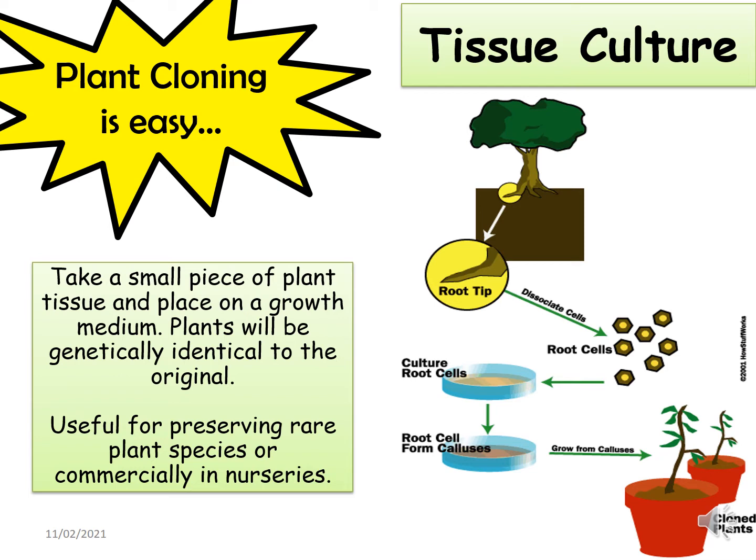If asked in an exam, how do we do this process? You take a small piece of the plant tissue and place it on a growth medium. Plants will be genetically identical to the original.